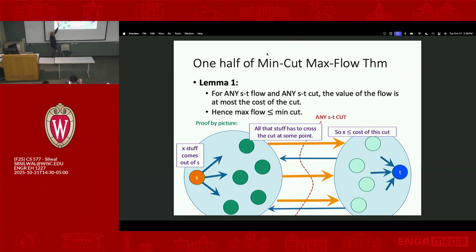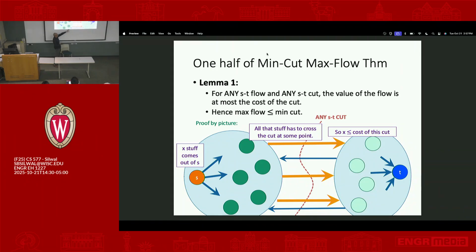So whatever stuff was released from S, the amount of flow is going to be bottlenecked by these orange edges, because at some point it has to go from the S side to the T side if it wants to reach T. And the only edges you can take to cross are these orange edges. So the total amount of flow that's crossing can never be more than the sum of the costs of these edges. Does that make sense? It's like I've demonstrated a cut.